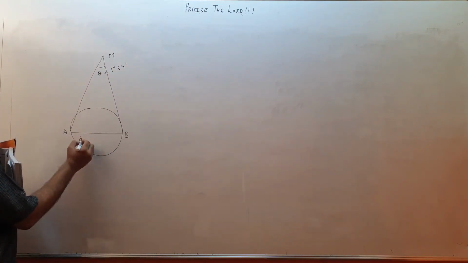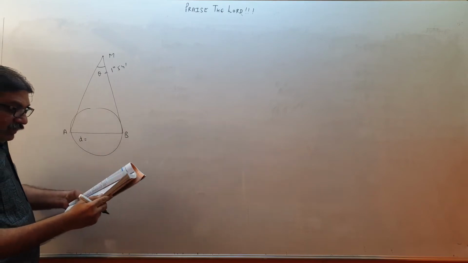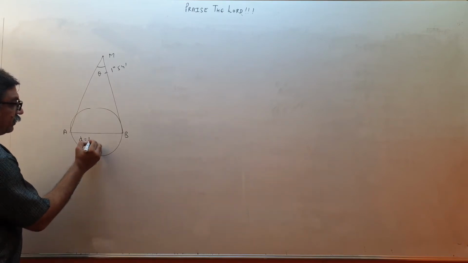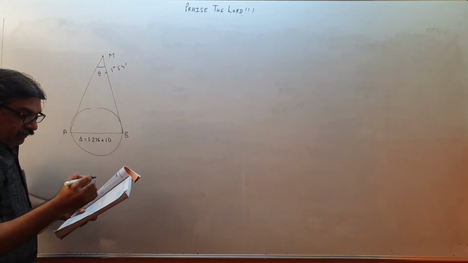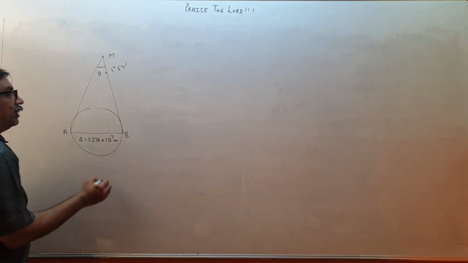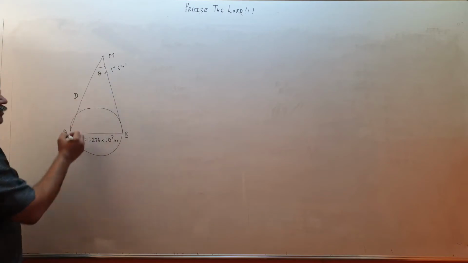This is the diameter of Earth, that is given to me as 1.276 into 10 raised to 7 meter. He says, what is this distance d?